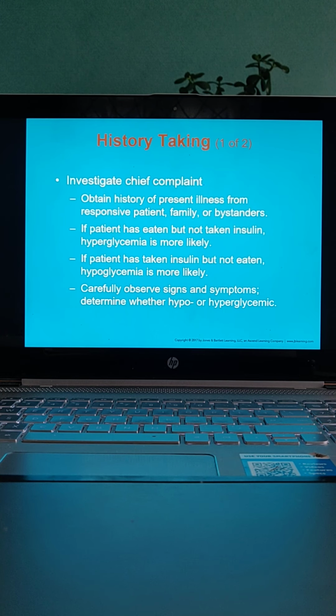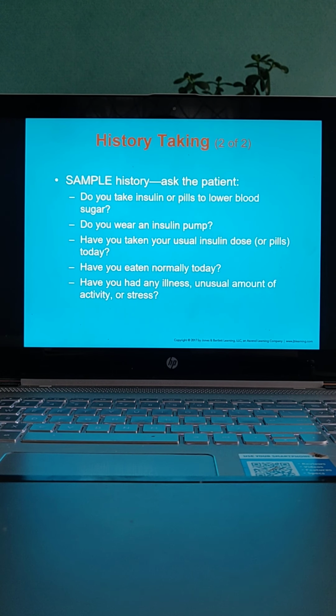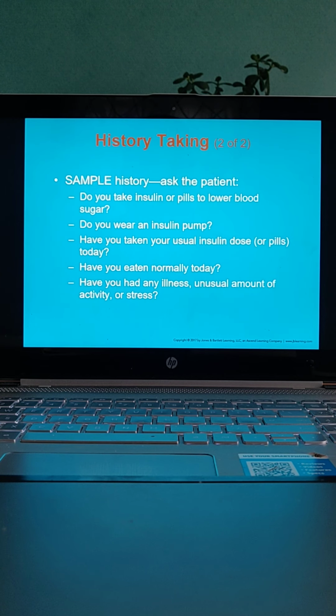Okay? If the patient has eaten but not taken insulin, hyperglycemia is more likely. If the patient has taken insulin but not eaten, hypoglycemia is more likely. In either case, carefully observe for signs and symptoms to determine whether the person is hypo or hyper. Okay? SAMPLE, you know what to do.